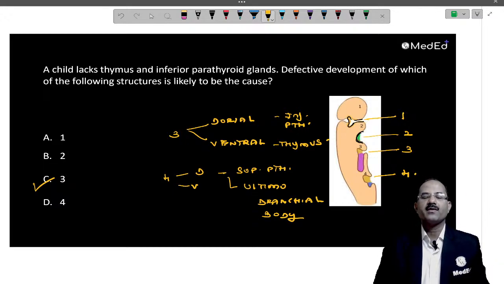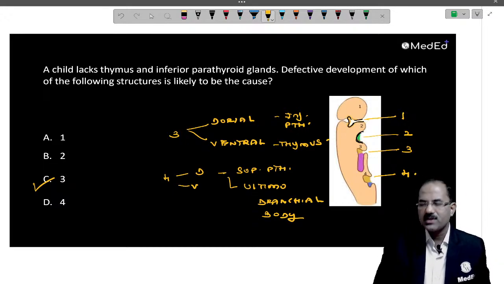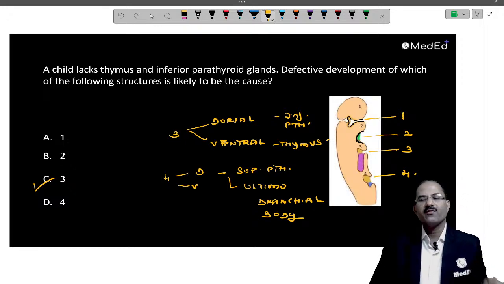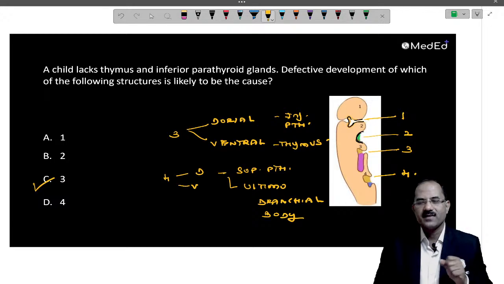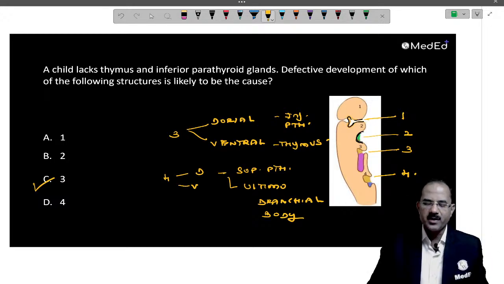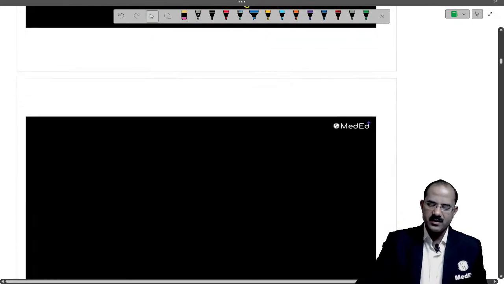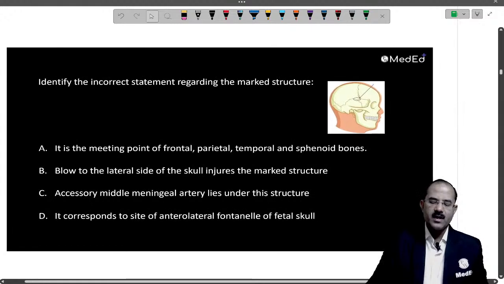Thymus and inferior parathyroid. The fourth endodermal pouch forms the superior parathyroids, and the ventral part joins with the sixth to form the ultimobranchial body. Very important MCQs, these are very important. So the answer for this is third. Let us go to the next MCQ.